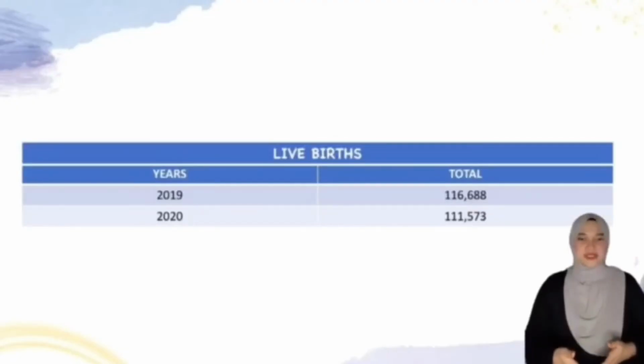For additional information, the numbers of live birth by ethnicity in 2019 was 160,688 people, and in 2020 was 111,573 people. Based on the data, it can be concluded that the numbers of live birth by ethnicity in 2020 recorded a slight decrease. This scenario probably happened due to the economic expenditure since we are in the COVID-19 pandemic.